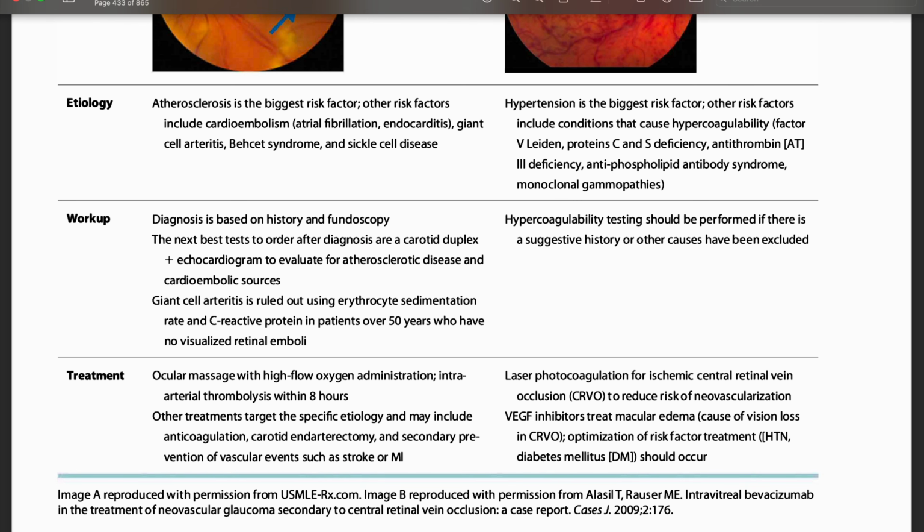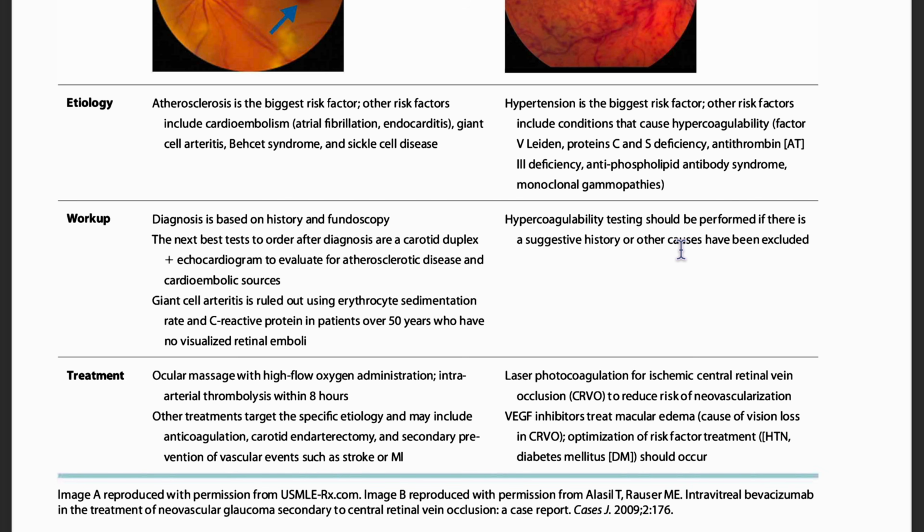Giant cell arteritis is ruled out using erythrocyte sedimentation rate and C-reactive protein in patients over 50 years who have no visualized retinal emboli. Okay.